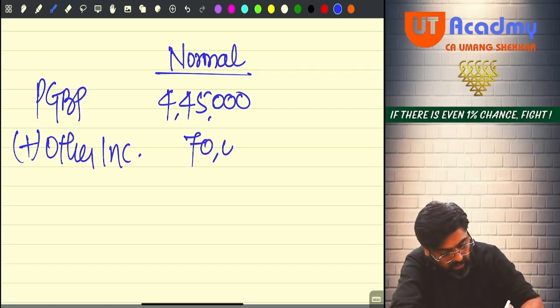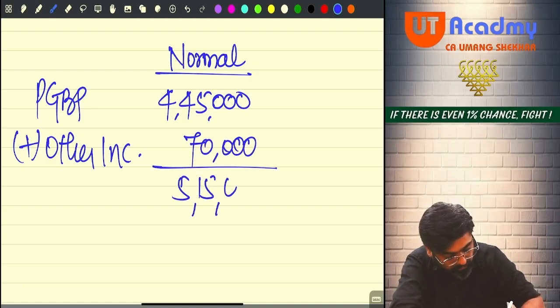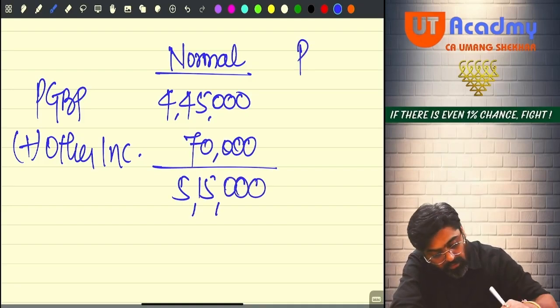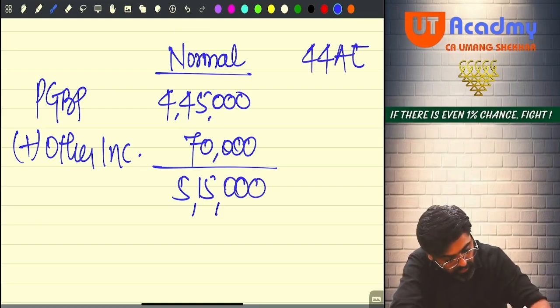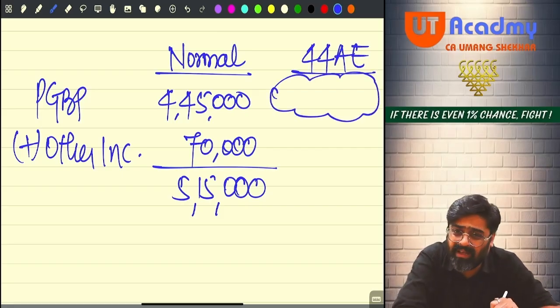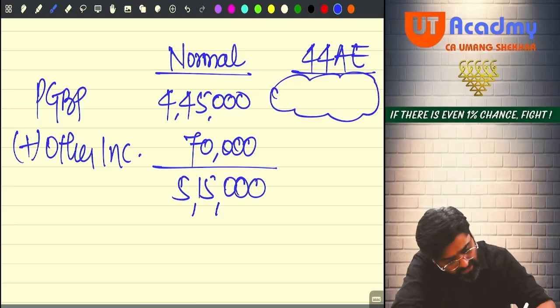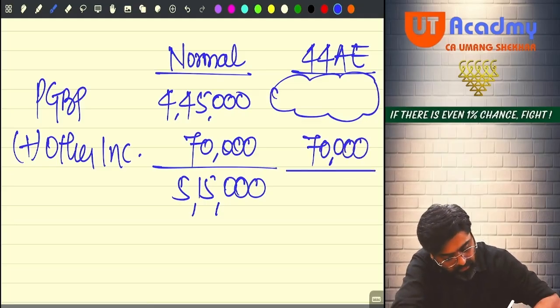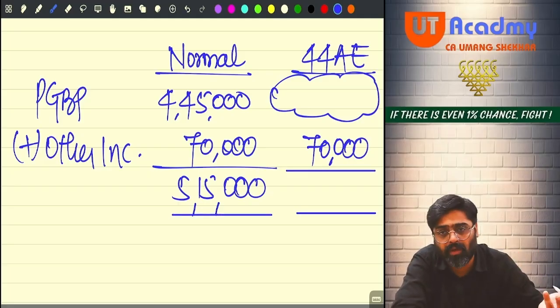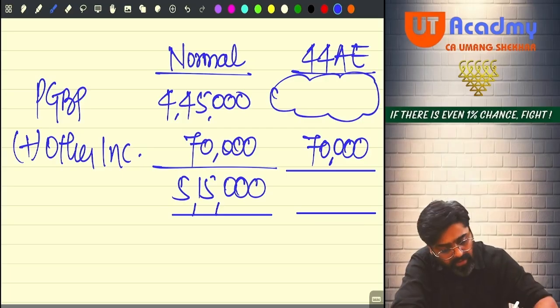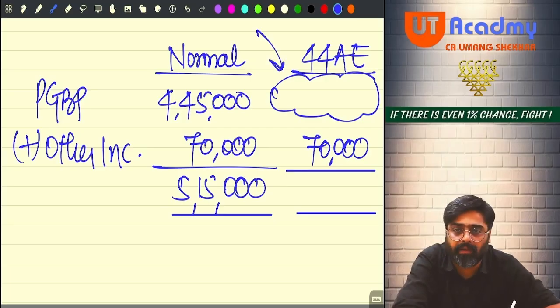70,000 only, no? So his total income would have been 5,15,000. But if he follows the presumptive provisions of 44AE, I will have to first calculate his presumptive PGBP income as per 44AE, and then add 70,000. Then my total income will be a different amount. I will have to see which is the most beneficial option. But for that, this income should be calculated.